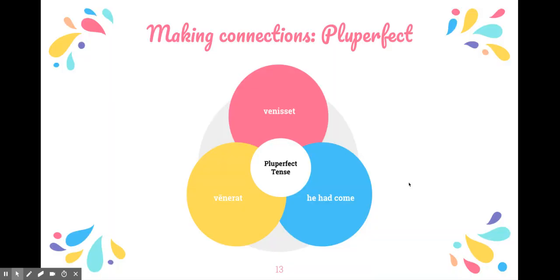Same thing goes for the pluperfect. Venisset, that's our subjunctive form, with veni, which is the third principal part, sse, which is what we have to add, and then our ending of t. The pluperfect indicative was the third principal part, ven, and then we had eram, eras, erat attached to that. Both of these are pluperfect. They both get translated, he had come.